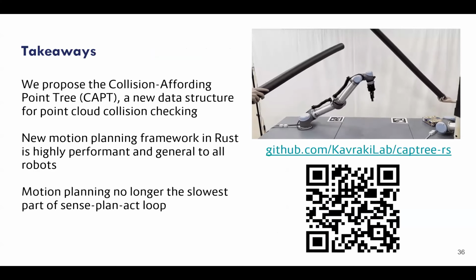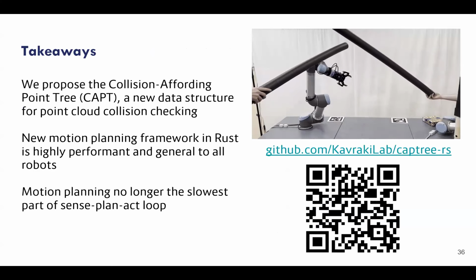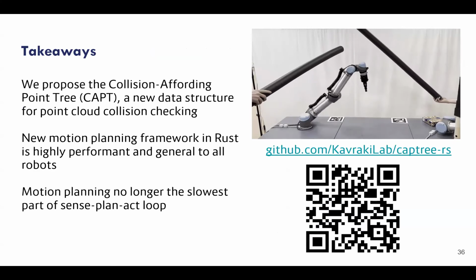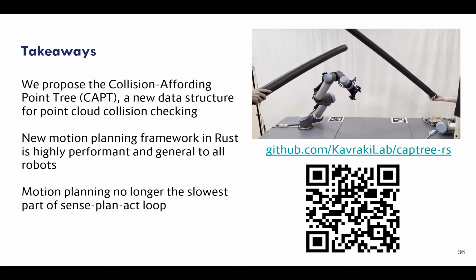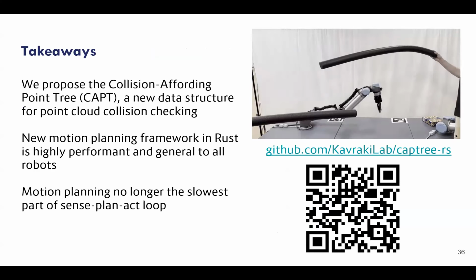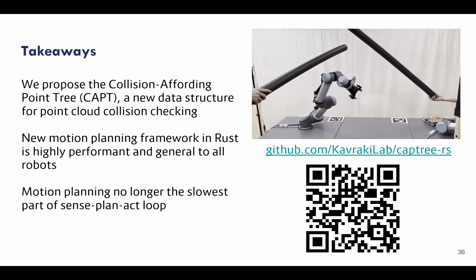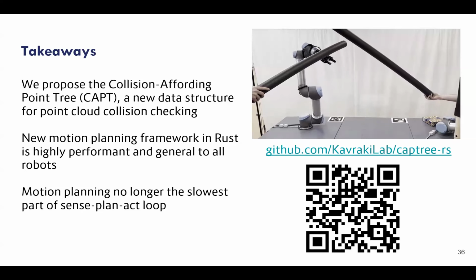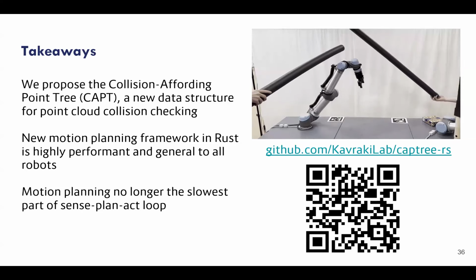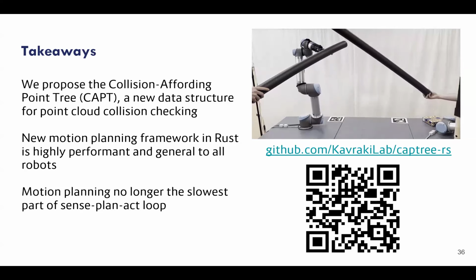So to summarize this talk, the proposed data structure that we talked about in the first half, the collision affording point tree, massively accelerates point cloud collision checking and makes basically all of your motion planning algorithms, whichever you want, faster in dynamic and perceived environments. And in the second half of the talk, I discussed new ways of thinking about how we build these motion planning frameworks and how we get them to run efficiently. The QR code on the right is the link to the Rust implementation of the data structure that I proposed today. Unfortunately, the motion planning framework is not yet finished or ready for publication. I'm hoping to get it out soon, though.